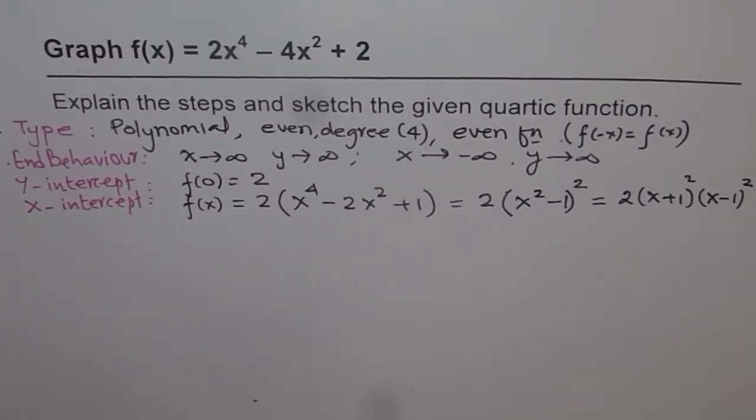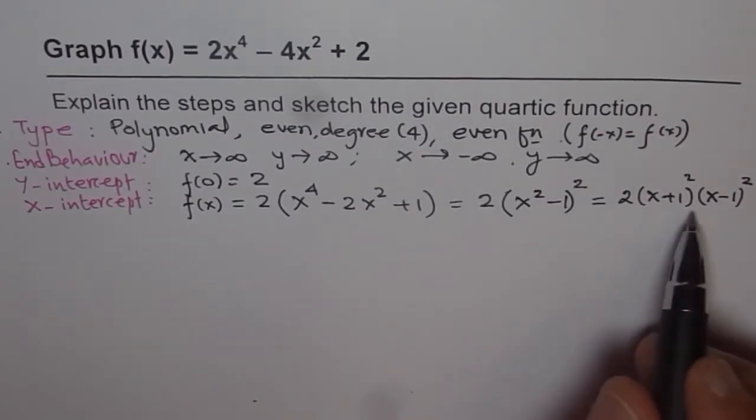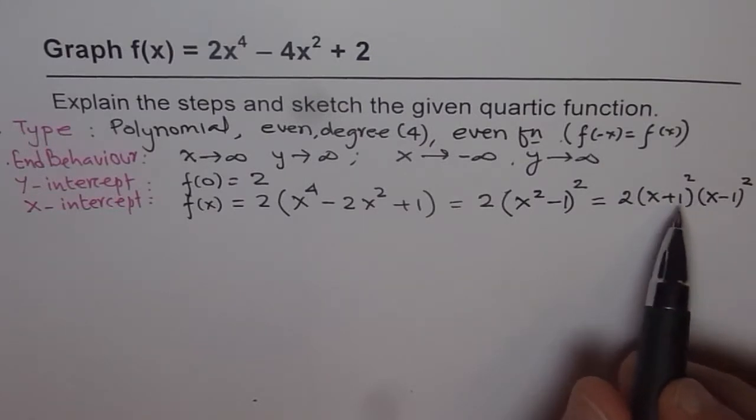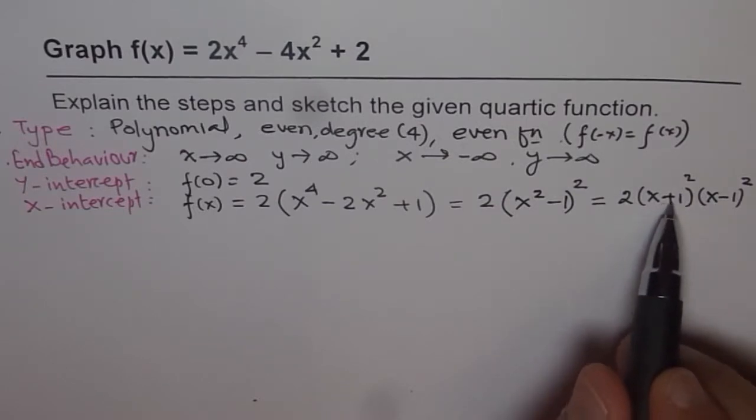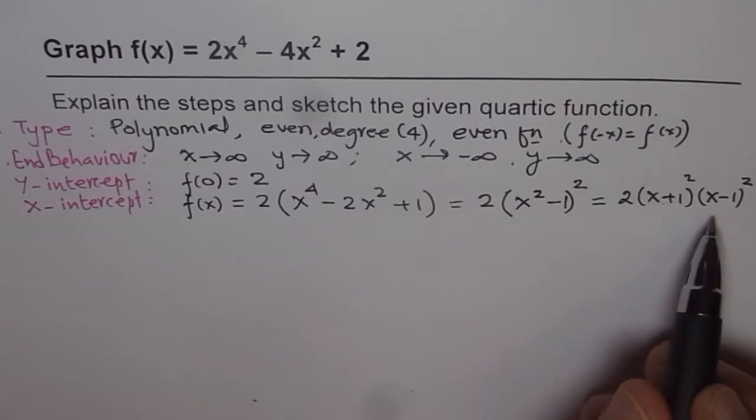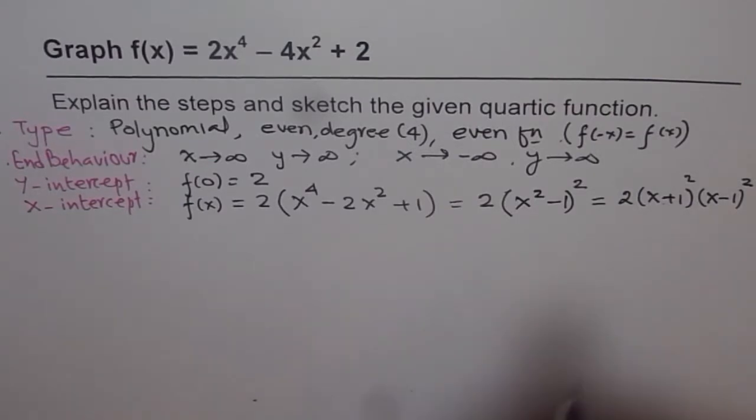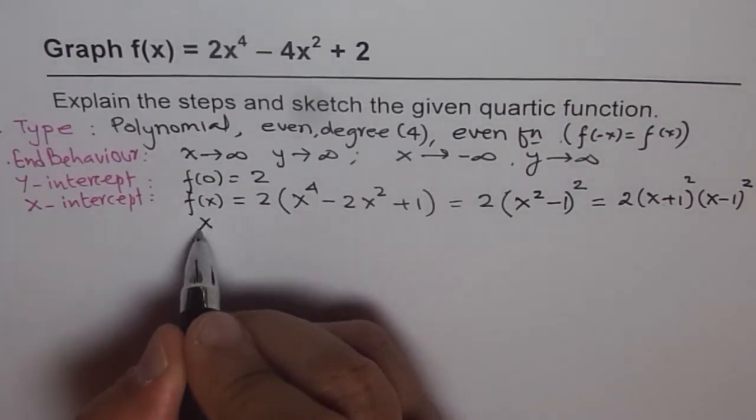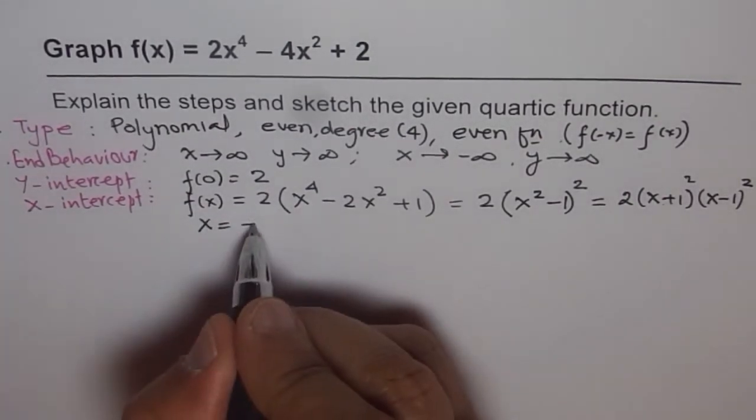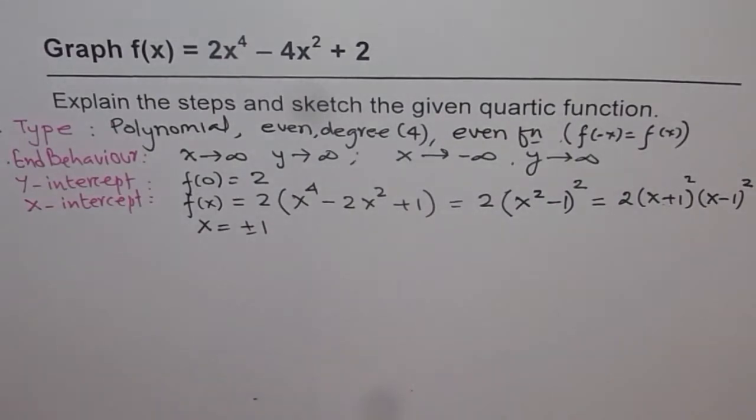Now, if we do that kind of a thing, you know exactly how to sketch it, right? So you got a fairly good idea of sketching this one. Now how will calculus come into the picture? We'll see that part also. Now from here we know x-intercepts are at x equals plus and minus 1, and we have double zeros. That means it is going to turn at those points, right? So x-intercepts are at x equals plus and minus 1.